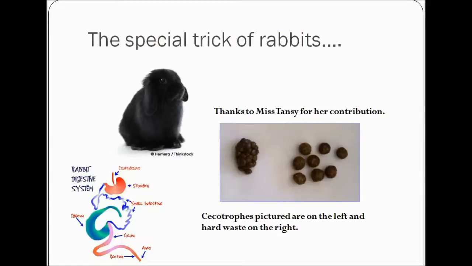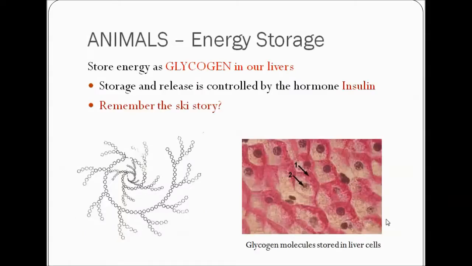Special little trick of rabbits. They poo and then eat it again and then poo it out. So through that process, bacteria is introduced. Very disgusting. Poor rabbits. Okay, so animals, we have energy storage as glycogen in our livers.